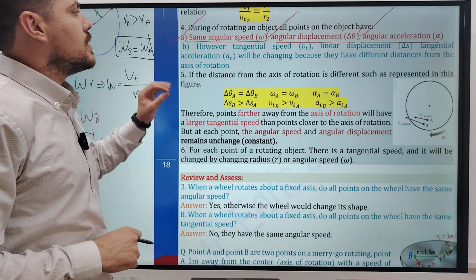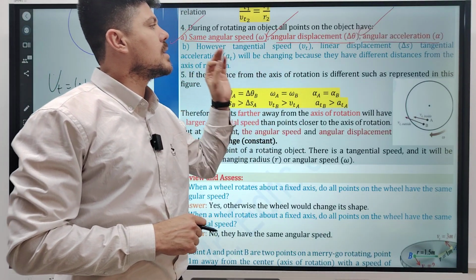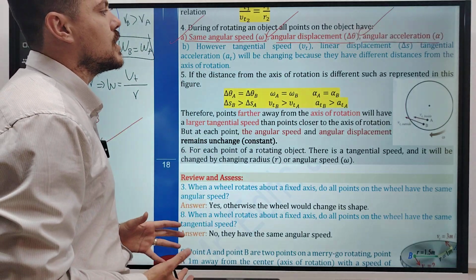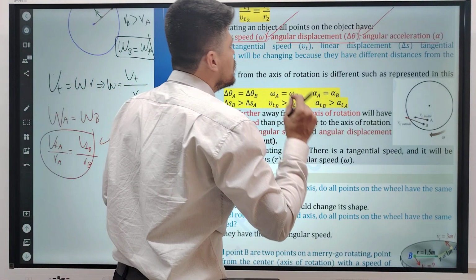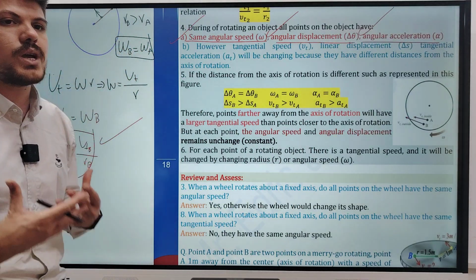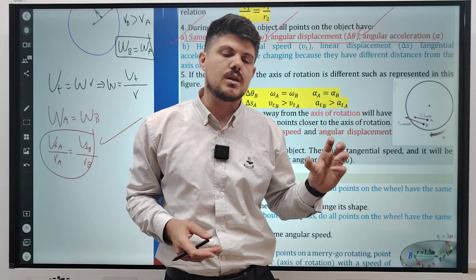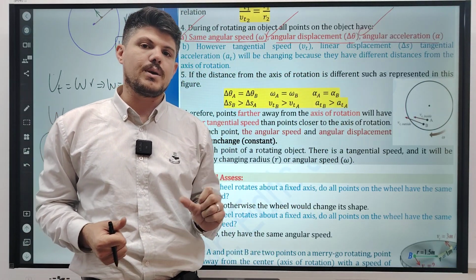Okay. However, the tangential speed Vt, linear displacement delta S, or tangential acceleration At will be changing because they have different distances from the axis of rotation. The point that is far away from the axis of rotation has more tangential speed.